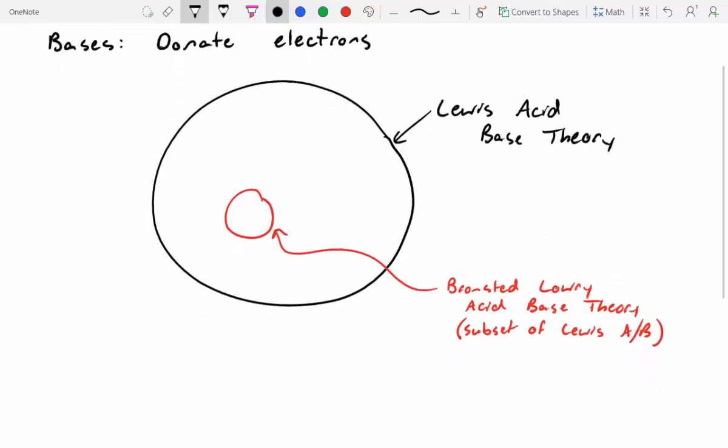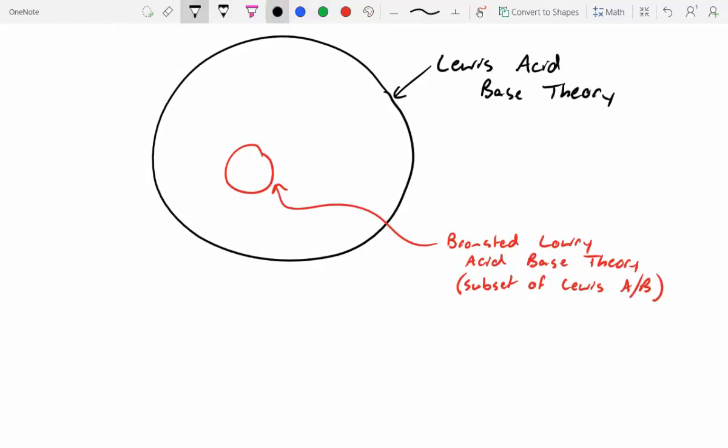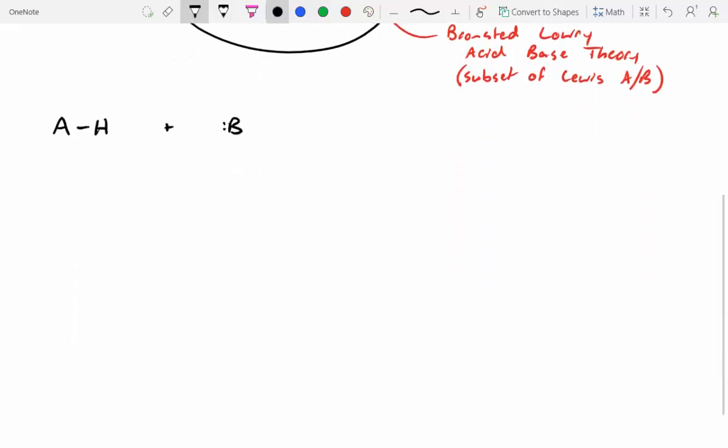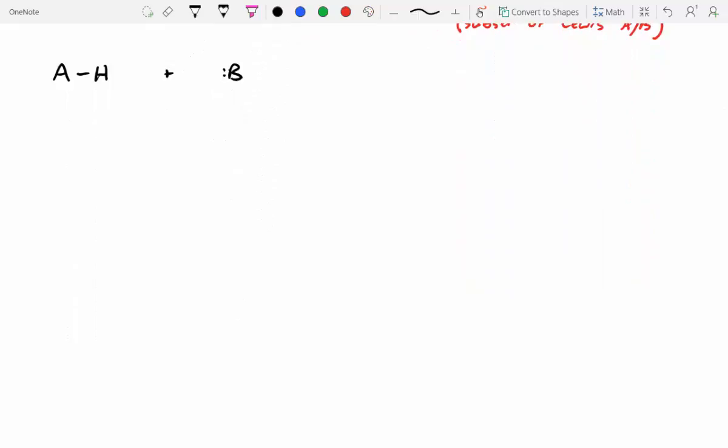All right, so let's make a really generic drawing and we'll compare this. And it's going to look very familiar. In the first example, I'll have an acid, AH, and I'll have a base with our lone pairs. Let me move this. And we've got this equilibrium. We've got A as our conjugate base. And we've got our conjugate acid.